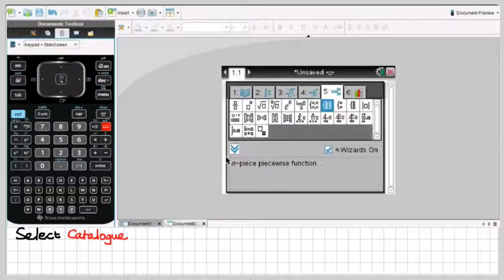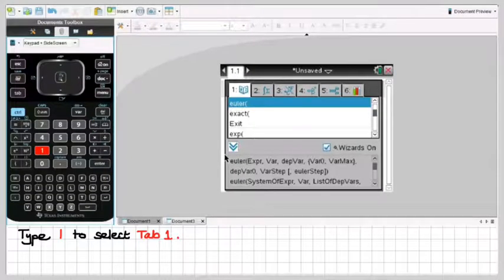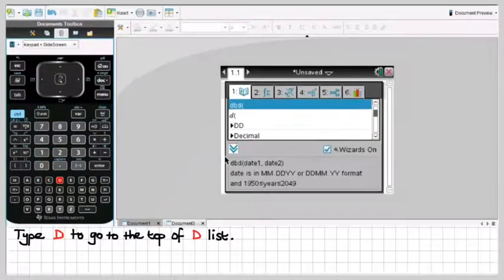Now, what you've got to do to get this into degrees and minutes format is select Catalogue. The catalogue is just the book, this one here. You select that, and you get all this stuff. First of all, we have to type 1 on your keypad, to get tab 1 showing on your catalogue. Now we've got the right tab. There are different things under every tab.